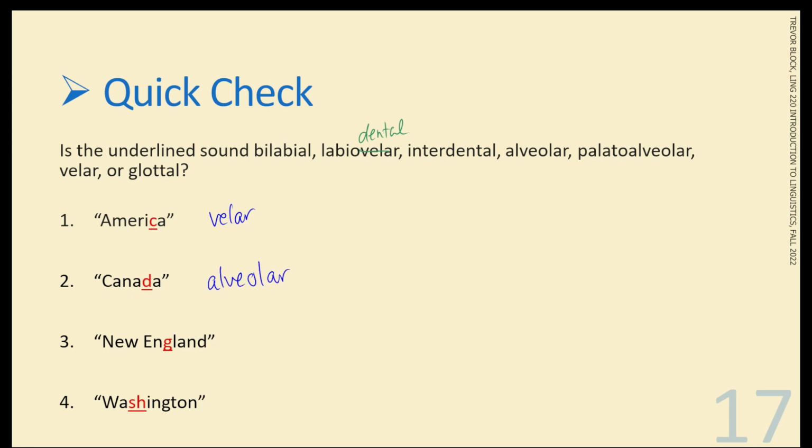New England, g, England. Sometimes we have to isolate the sound, so g. This is at the back, the same place as the K. This is going to be a velar sound. Finally, Washington, sh. It's a little bit further back than the alveolar ridge, sh. So this is going to be a post-alveolar sound.